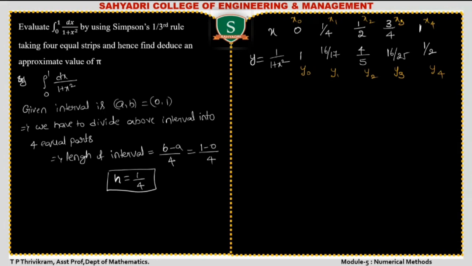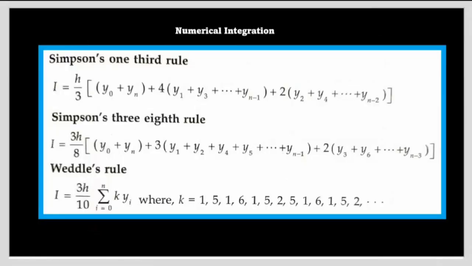Therefore, by Simpson's 1/3 rule, what happens? Check this Simpson's 1/3 rule. Simpson's 1/3 rule is nothing but y0 plus yn, plus 4 into odd numbered terms plus 2 into even numbered terms.